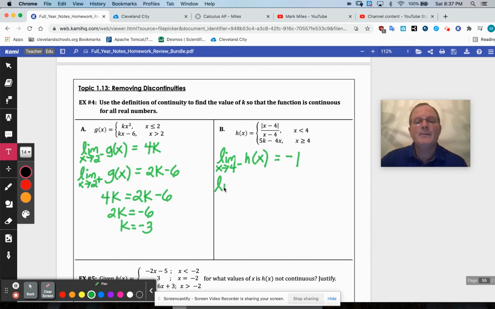So the limit as x approaches 4 from the right of h of x is using this bottom one, because that's the greater than 4 case, and that's what's happening when you're approaching 4 from the right. We can go ahead and substitute 4 in for x. That would be 5k minus 16, because you're substituting 4 in for x. That's how you evaluate that.